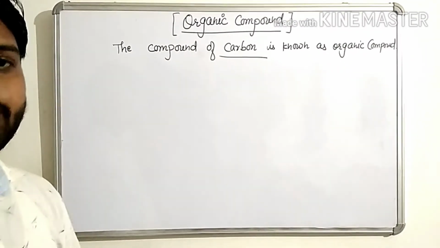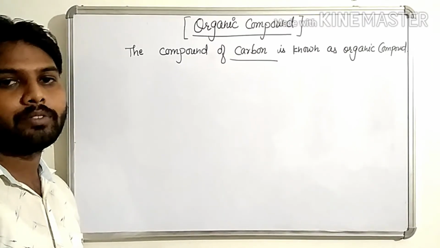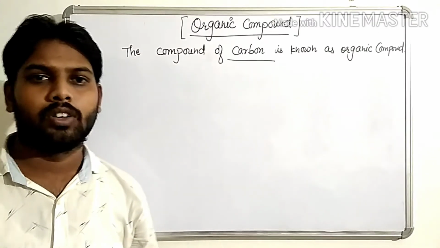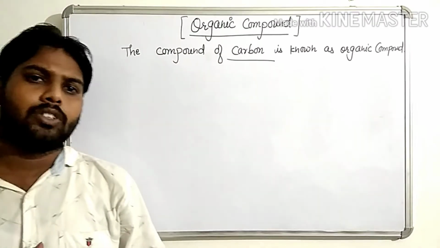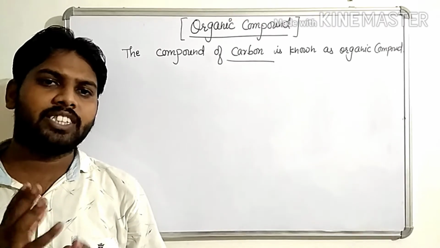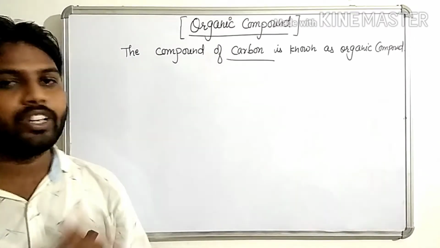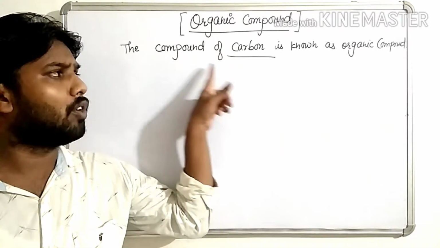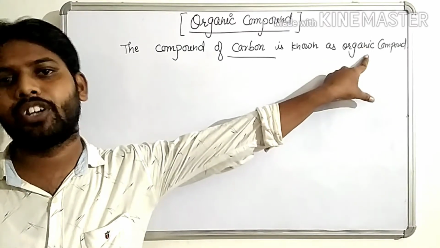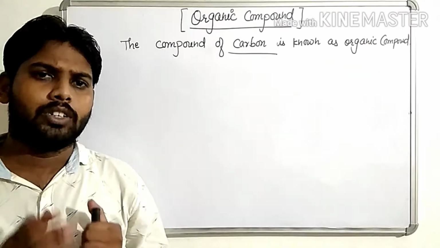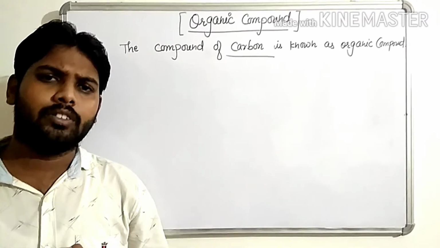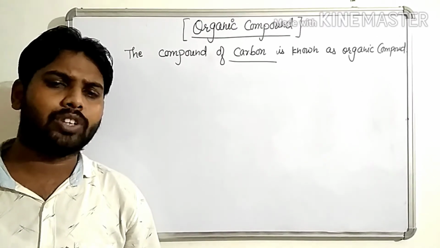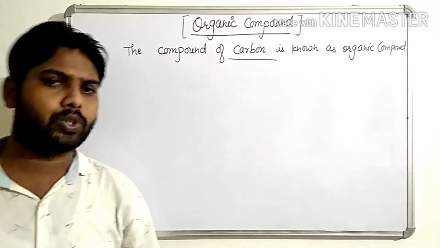Hello dear students, welcome to our new topic, that is organic compound. Organic compound means those compounds which contain carbon. Normally we can say compounds of carbon are also known as organic compounds. Apart from carbon, children, organic compounds consist of carbon, hydrogen and many other elements also.